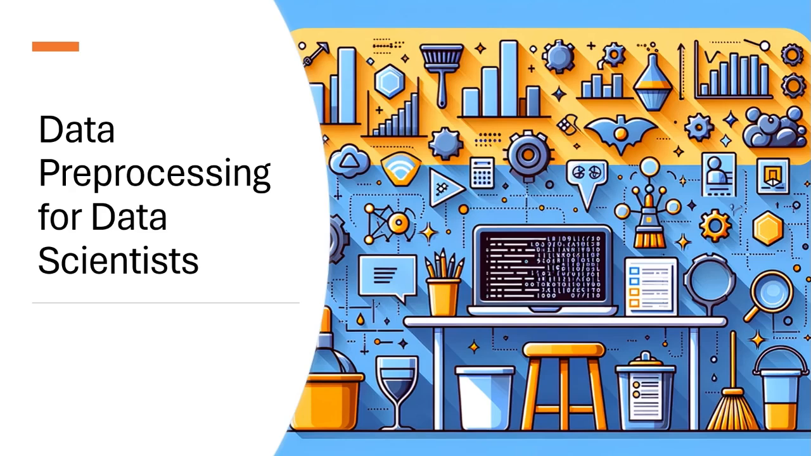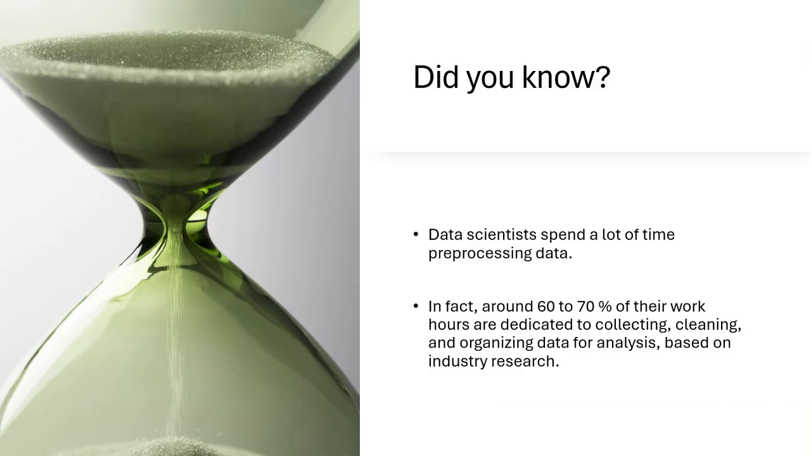Welcome back. In this video, we are going to discuss data pre-processing for data scientists. When you talk about data scientists, most of their time is spent on data pre-processing. Believe it or not, 60 to 70% of the work is spent collecting the data, cleaning the data, and organizing the data for analysis, based on industry research. You can Google it and find out. Sometimes it's even more than that.